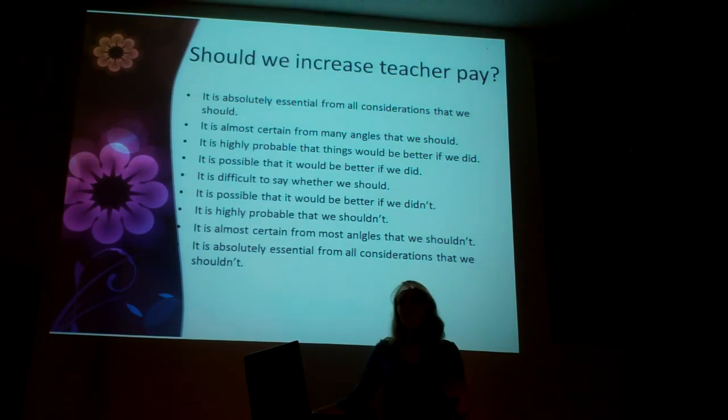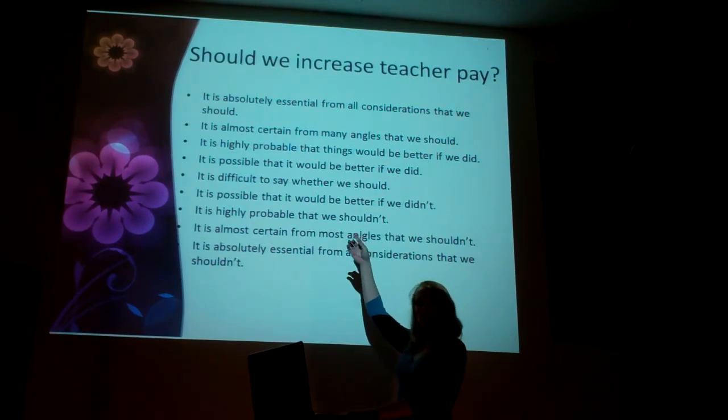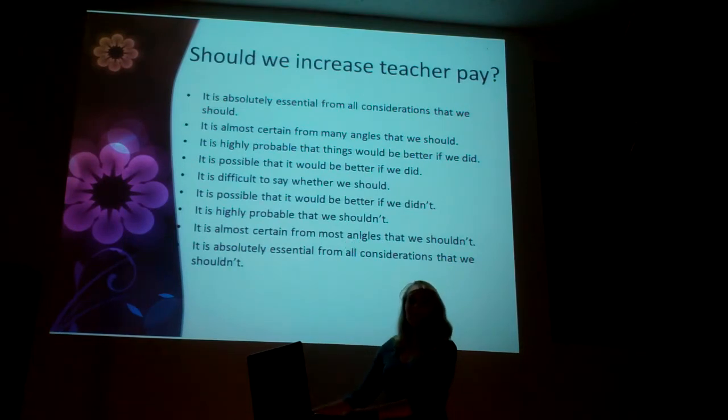So say, for instance, we had the subject, should we increase teachers' pay? We could start out at the far agreement position of the subject. And we might say something like, it is absolutely essential from all considerations that we should increase teacher pay. And then to the next position, it is almost certain from many angles that we should. Or it is highly probable that things would be better if we did. Or it is possible that it would be better if we did. And then about the middle spot, where we would say, it is difficult to say whether we should change or increase teacher pay. And then we go backwards all the way down to the very absolutely essential from all considerations that we should not change or increase teachers' pay.